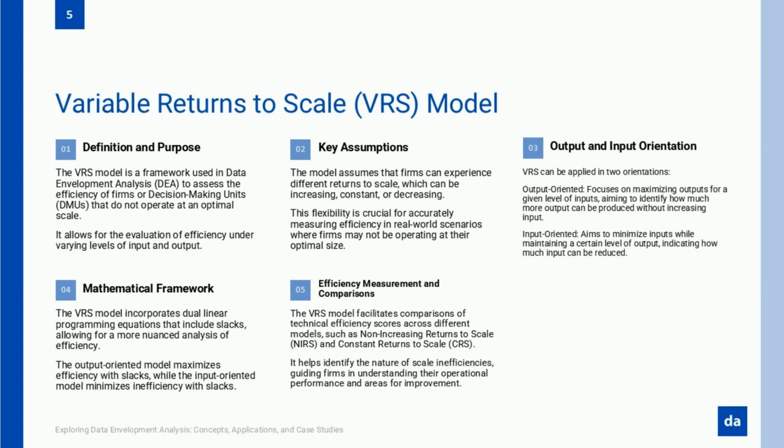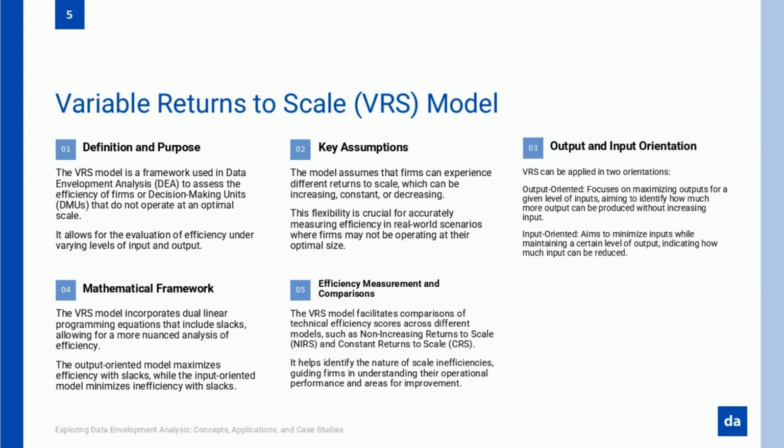Let's break it down. The VRS model is different from the constant returns to scale, the CRS model we talked about earlier. CRS assumes that if you double your inputs, you should double your outputs. A nice, clean, linear growth pattern. But in the real world, that rarely happens. Businesses don't operate in straight lines. They operate in phases. Sometimes scaling up boosts efficiency. Sometimes it drags them down.